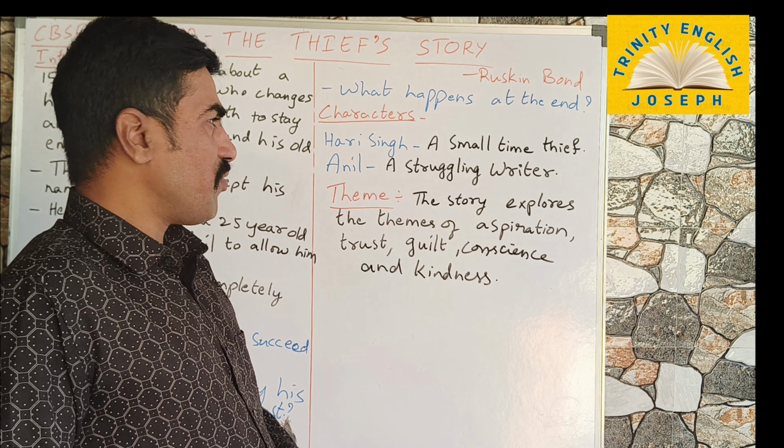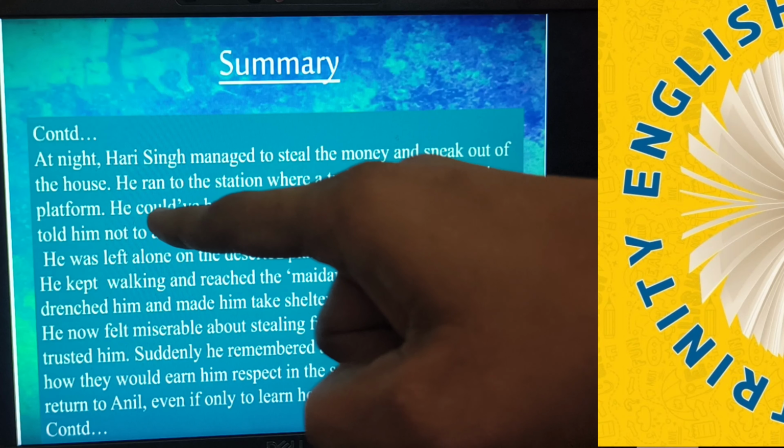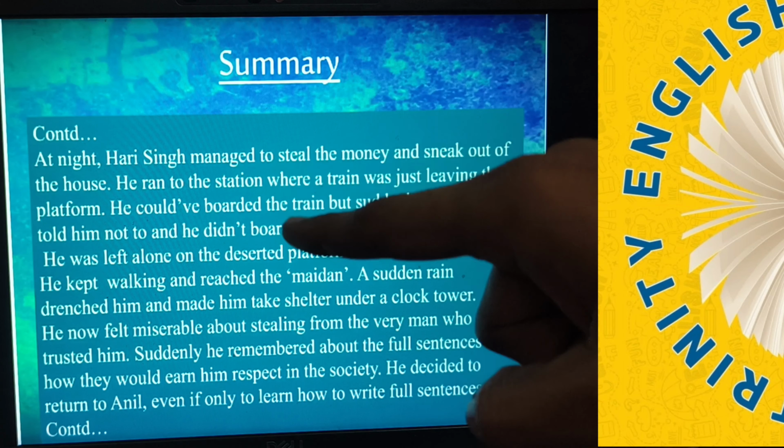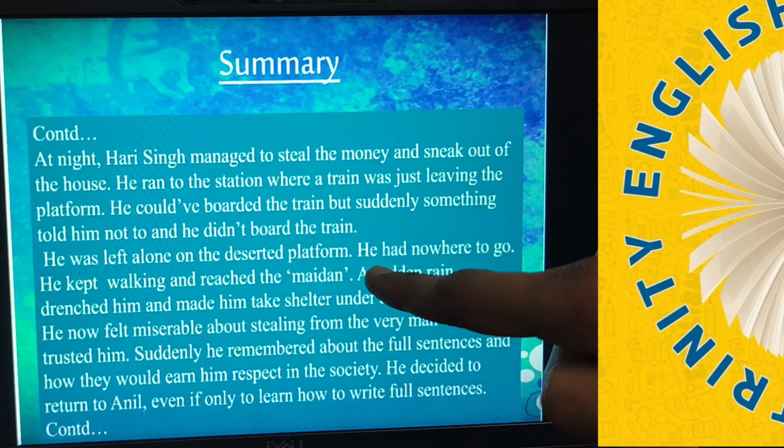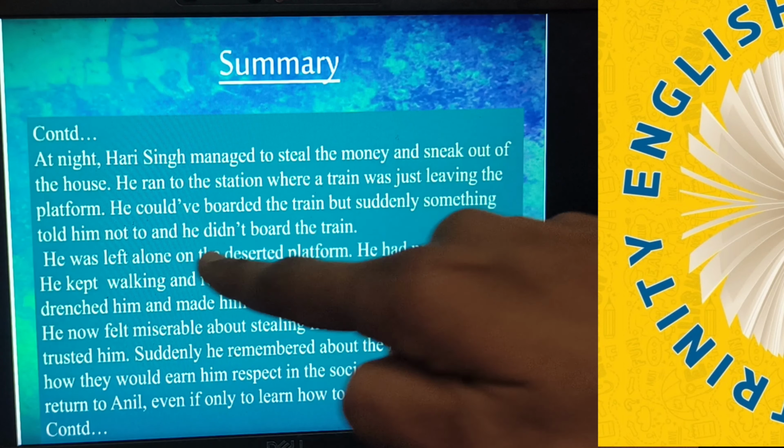He was interested to steal the money that night and run away from the house. And friends, if you just look at the night, Hari Singh managed to steal the money and sneak out of the house without anybody's notice. He ran to the station where a train was just leaving the platform. He could have boarded the train, but suddenly something told him not to. His conscience pricks him, and he does not board the train. He was left alone on the deserted platform. He had nowhere to go.